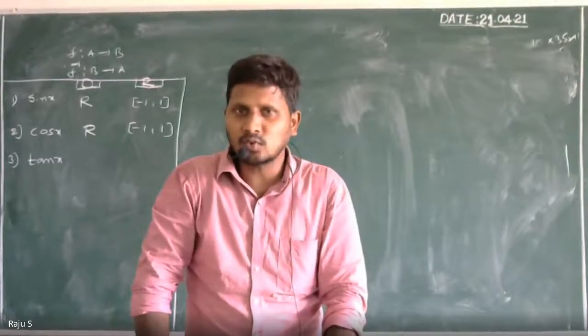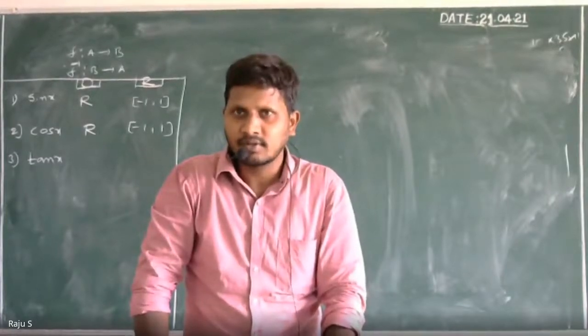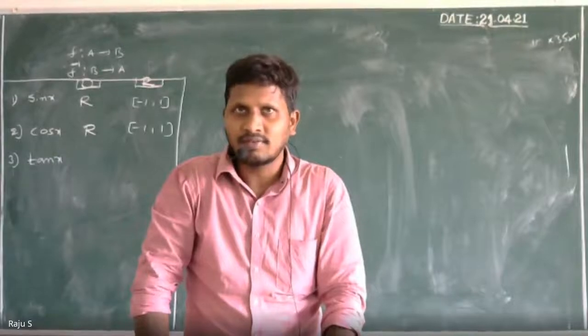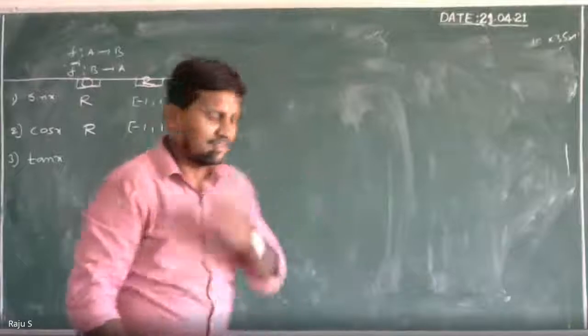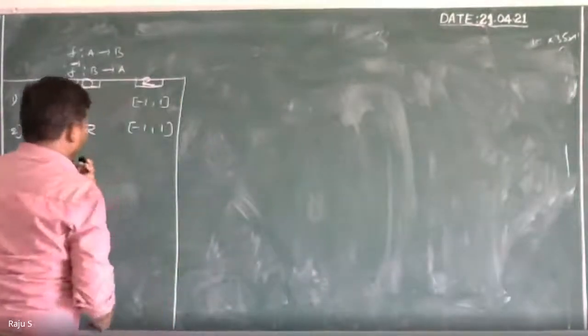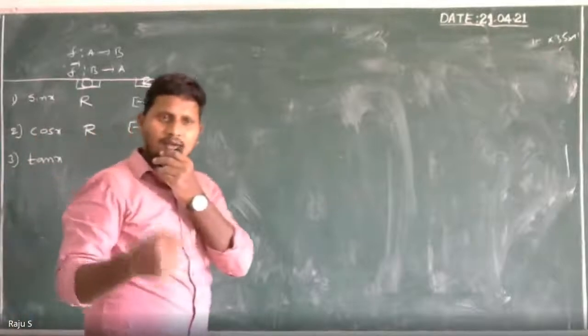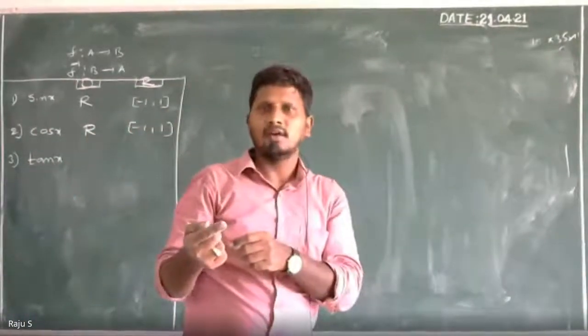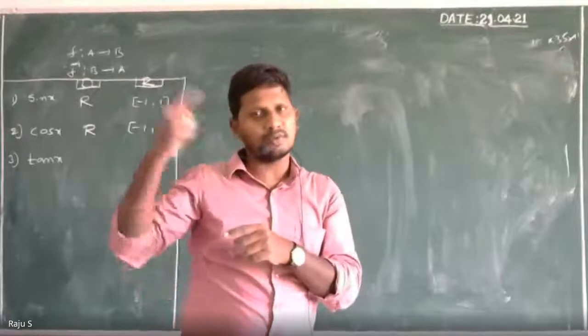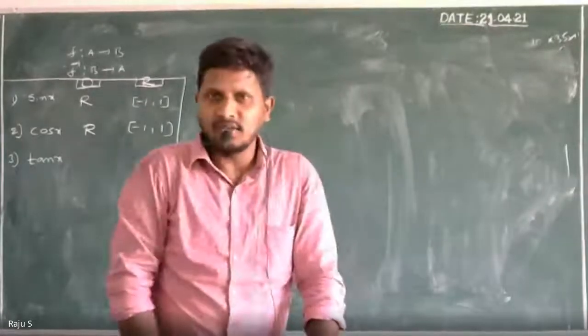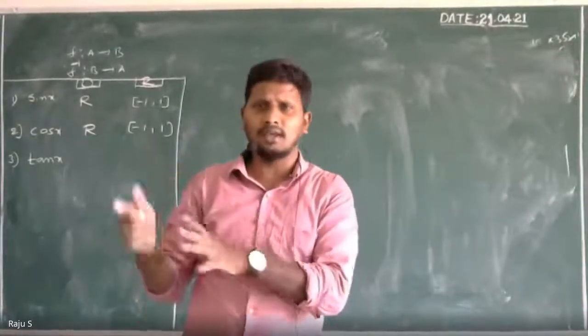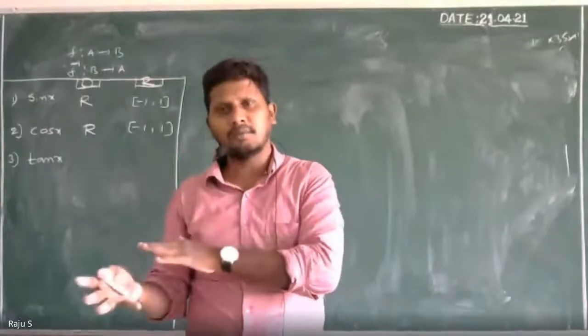Yes, tan 270 is undefined. Okay, so for 270, you can add 180 to every value: 90 plus 180 is 270, 270 plus 180 is 450. For every such value it becomes undefined. It may be plus or it may be minus.